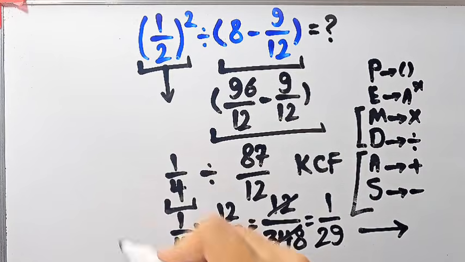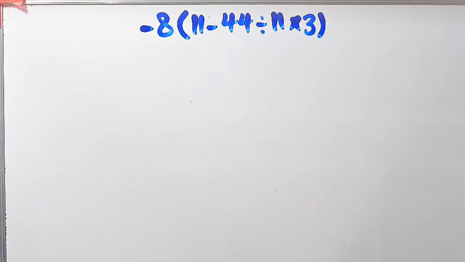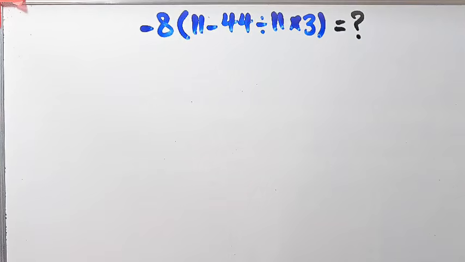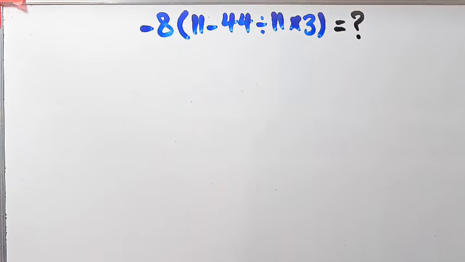Okay guys, let's solve another question about PEMDAS rule. Negative 8 times open parentheses 11 minus 44 divided by 11 times 3 close parentheses. What is the answer of this question? We have multiplication, parentheses, subtraction, division, and another multiplication.